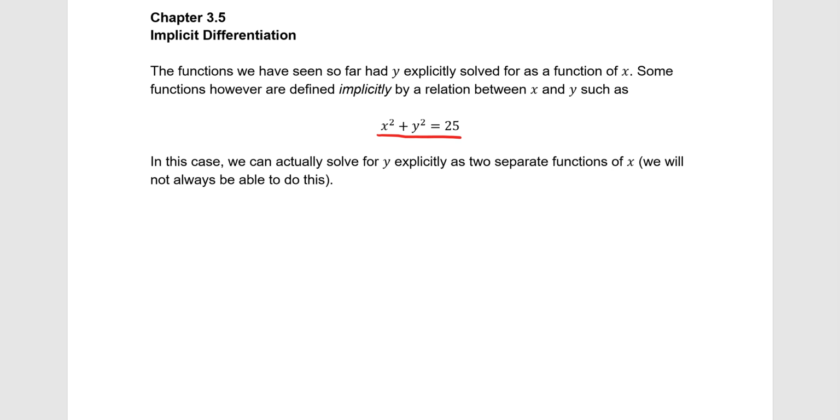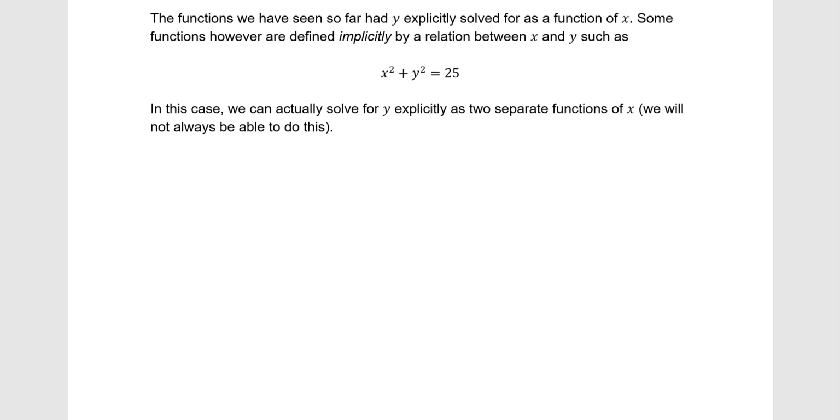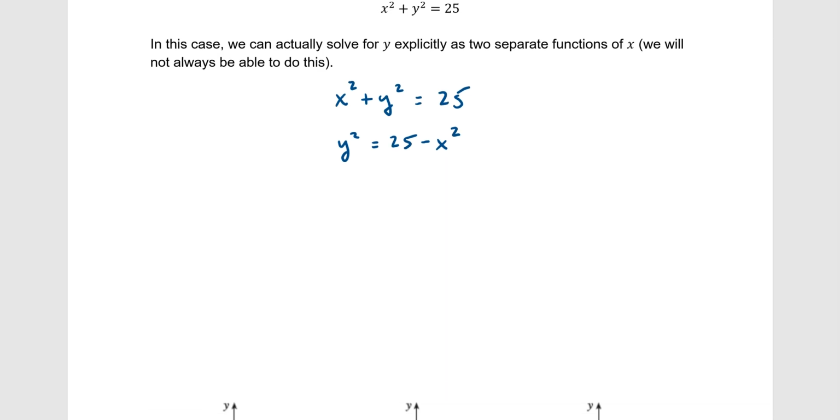So for this particular one, we could solve for y. Some of them we will not be able to solve for y. So let's actually just go ahead and see us solve this for y. So we have x squared plus y squared equals 25. If we solve this for y, we need to subtract x squared to the right. So that's y squared equals 25 minus x squared. And then we need to take the square root of both sides to get y by itself. But when we take the square root, we have to remember that we get plus or minus on the other side. So it's y equals plus or minus the square root of 25 minus x squared.